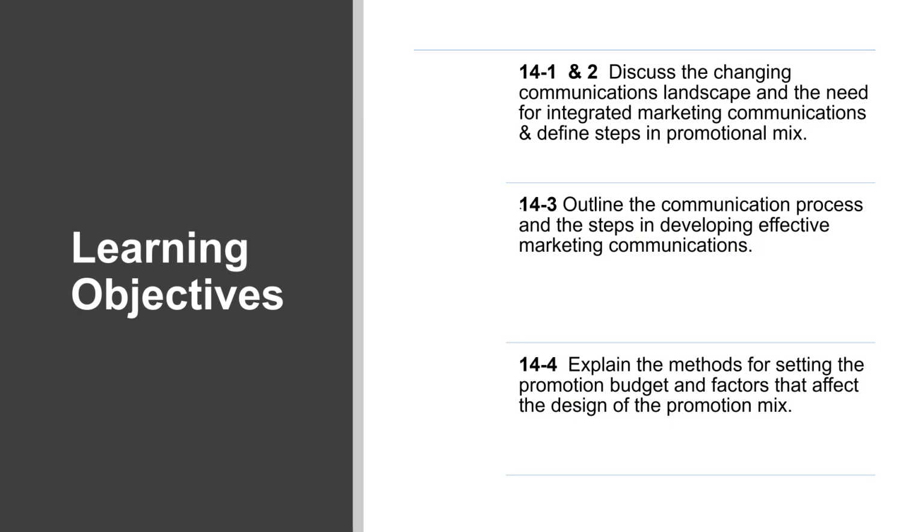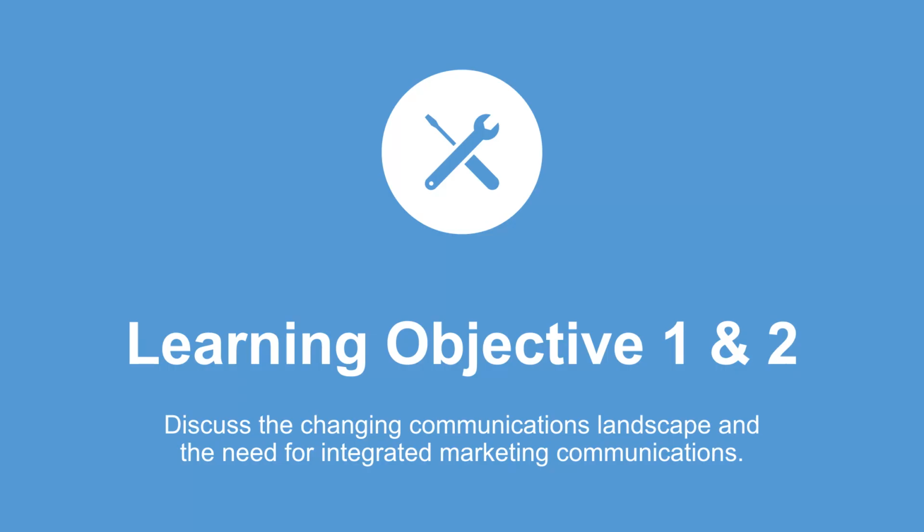Today's objectives are four. One is really understanding the communications landscape and why integrated marketing is so critical. We'll discuss the steps in the promotional mix. We'll outline the communication process step by step and how to deliver something that's actually effective by using a really great example. And then we'll explain the methods of setting a promotional budget and factors that affect your overall promotion mix. And then from there, we'll actually do a recap of how well this company did as far as communicating their processes.